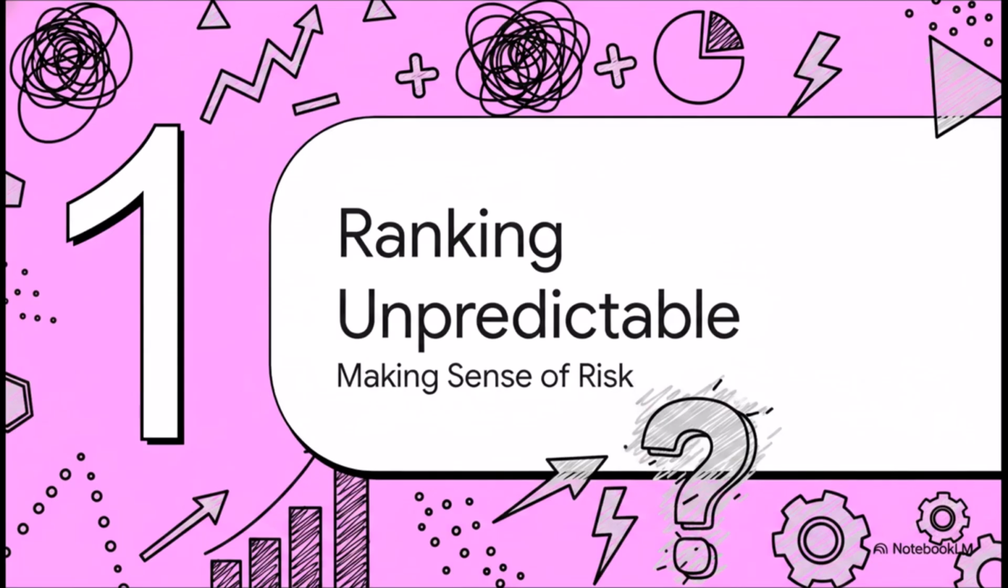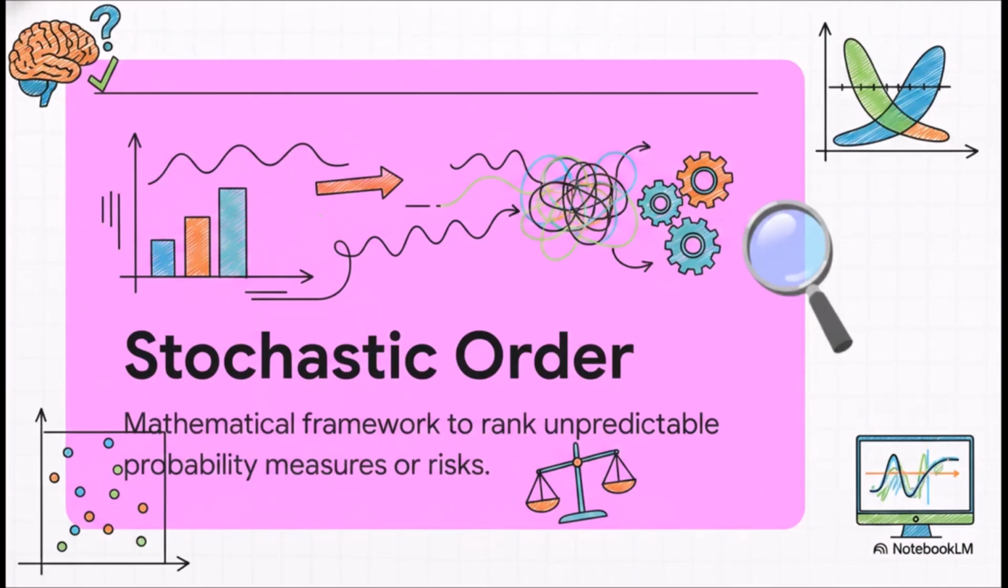Section 1, ranking the unpredictable, making sense of risk. Okay, let's dive into this. To understand the solution Derbazi is presenting, we first need to understand exactly what we are trying to organize in all this mathematical chaos. This brings us to a foundational concept you literally cannot do advanced statistics without: stochastic order.